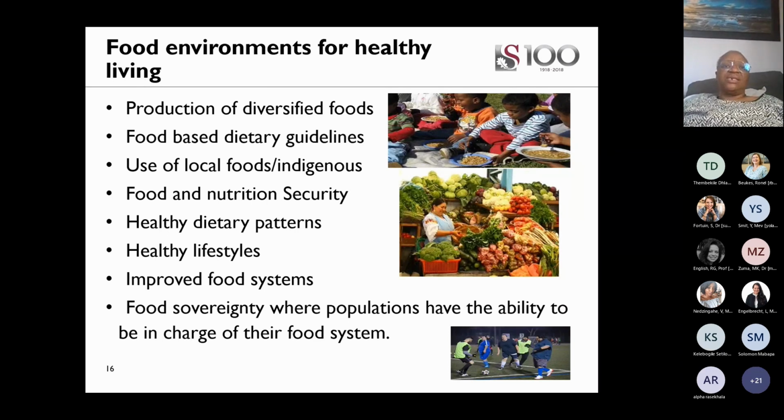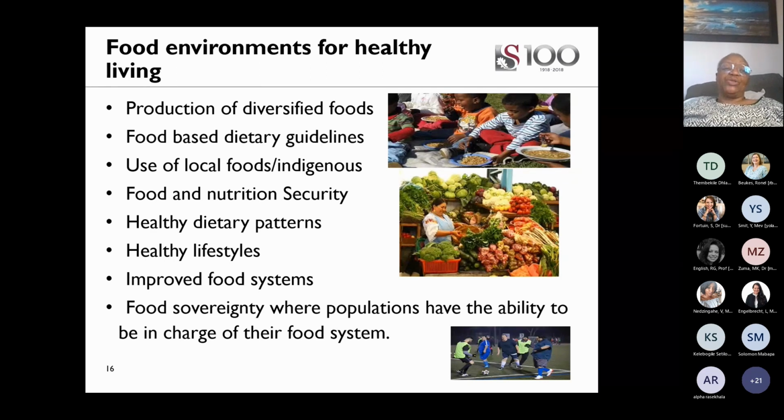So for a food environment that is healthy, we should have diversified foods produced so that people are able to make healthy food choices. We will have another presenter talk about how food production influences the food environment. The population should have information or knowledge. So we do need to have some guidelines on what is healthy food, although we know that people's desires are much more powerful than whatever knowledge they may have.